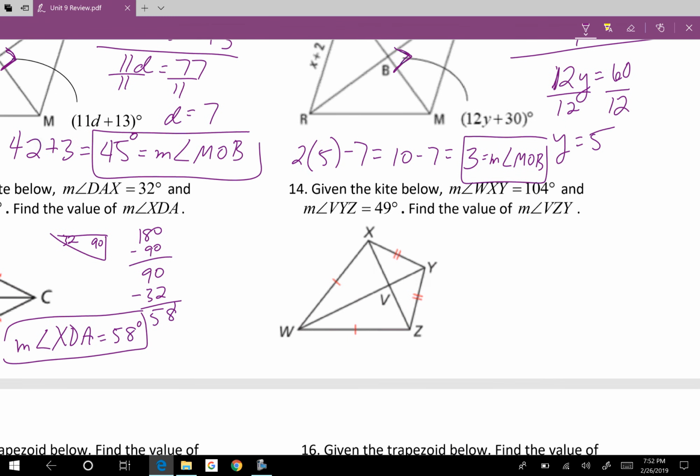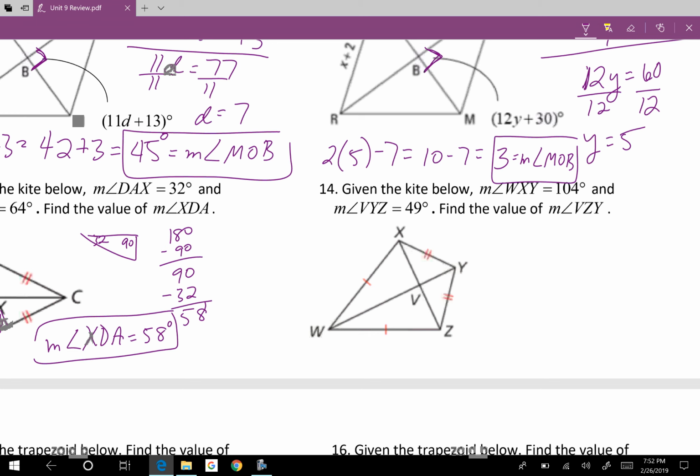Okay, given the kite below, the measure of angle WXY, so here's WXY, so that's this whole thing right here, is 104. And then the measure of angle VYZ, so this is VYZ, is 49. They want us to find the value of angle VZY. So VZY, they want this one.